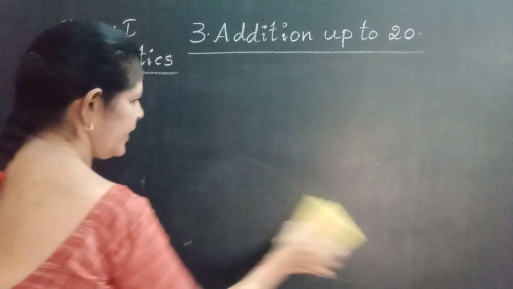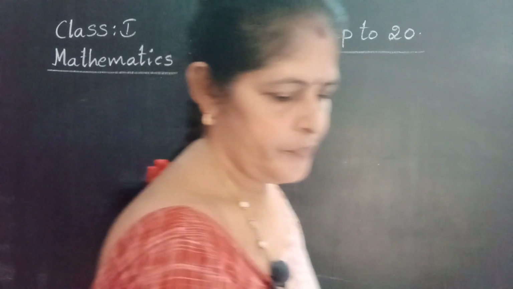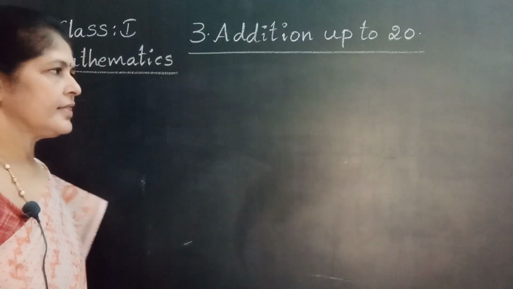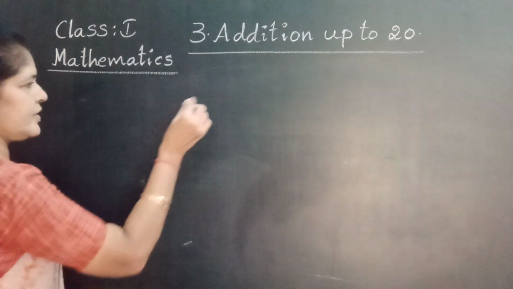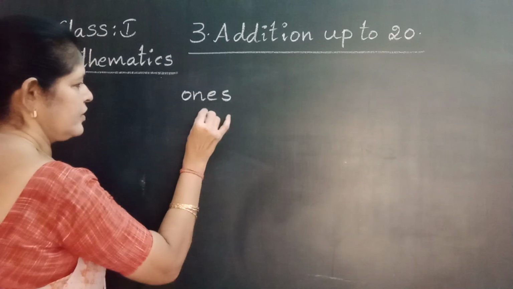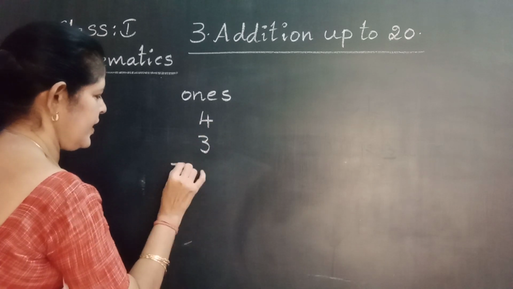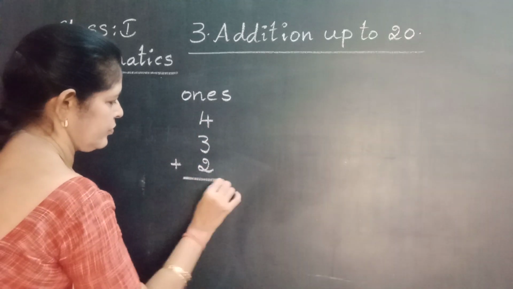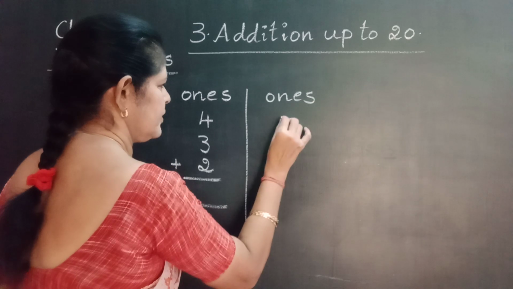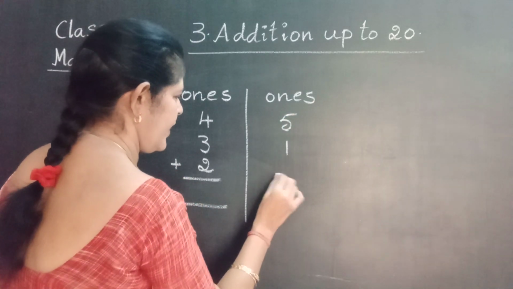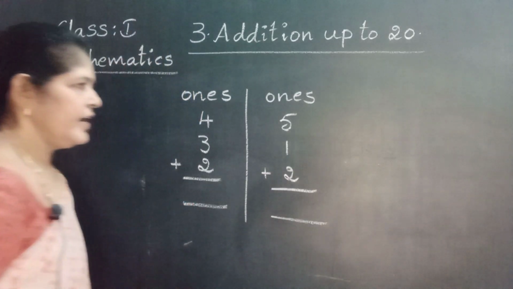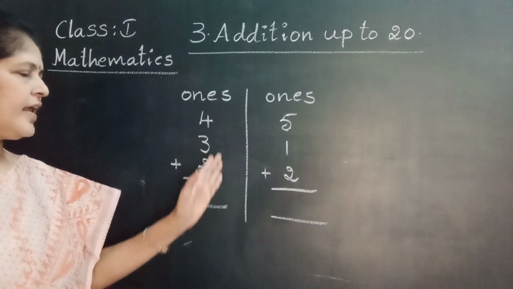Adding 3 one-digit numbers. Adding 3 numbers. One digit means ones. 4 plus 3 plus 2. 5 plus 1 plus 2. Plus is the symbol for addition. Here we are going to add 3 numbers.